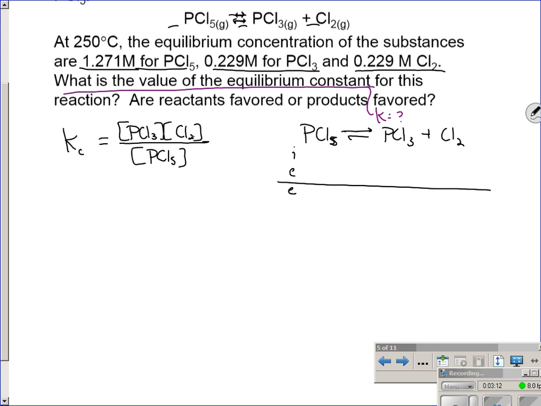So what they've told us is the equilibrium concentrations are. So what we're plugging into this chart is 1.27 molar, 0.229 molar, and 0.229 molar. I know this seems redundant, but it's important for you to understand that the values that go into the equilibrium constant expression are the values in the equilibrium portion of your stoichiometry chart. Initial, change, equilibrium. And since we have those, we can just plug and chug.